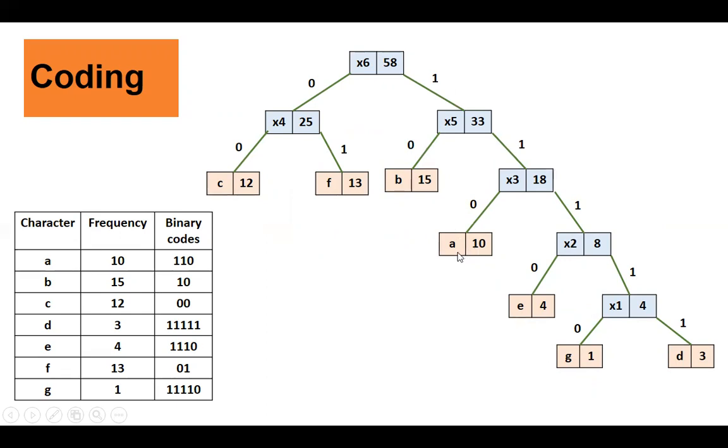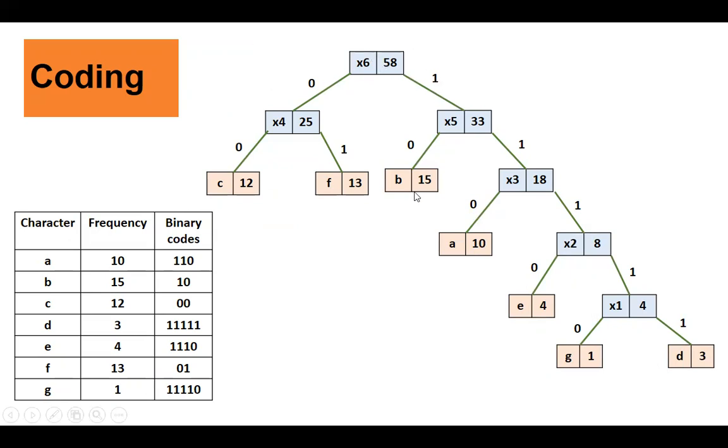Let's look at a simple thing. Now what is the code generated for A? Start from the root again and follow the path to A. So you read 1, 1 and 0. You reach A, right? So the code for A is 1, 1, 0. Now similarly, what will the code for B be?